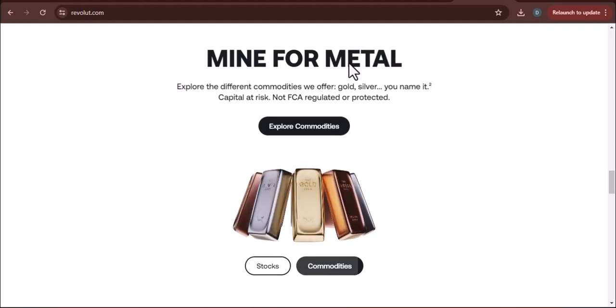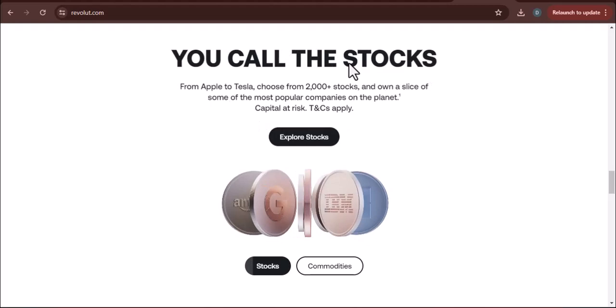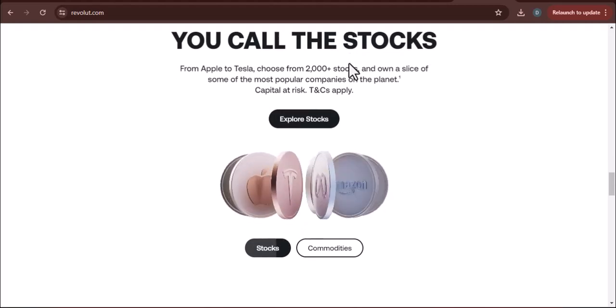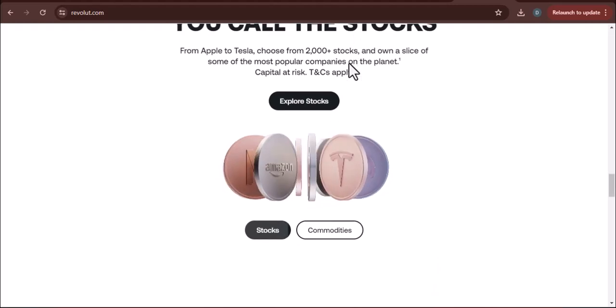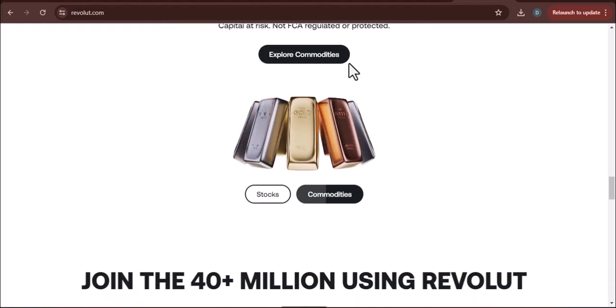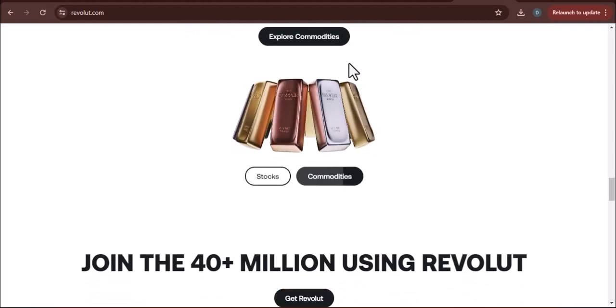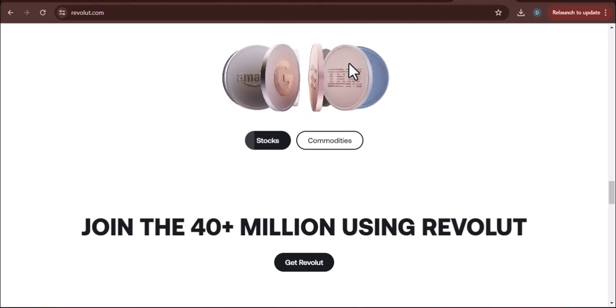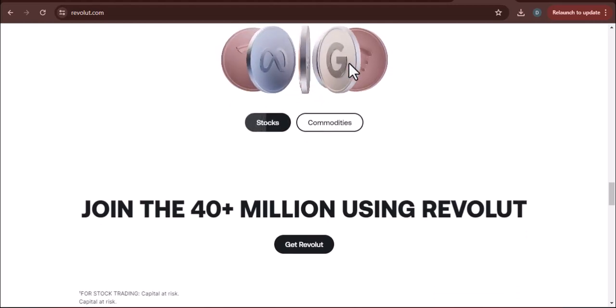P2P lending platforms: peer-to-peer lending platforms connect borrowers with lenders. Interest rates can be lower than traditional loans, but there's always a risk of the borrower defaulting. Do your research and only borrow from reputable platforms. Remember, these options should be a last resort, not a go-to solution.